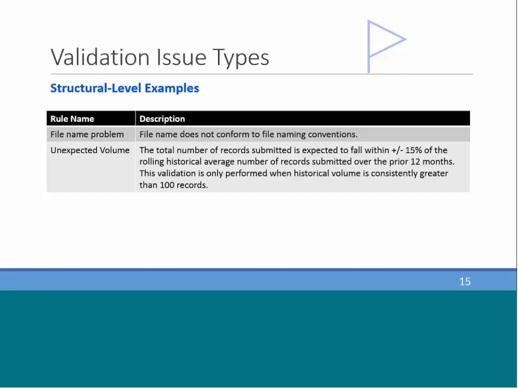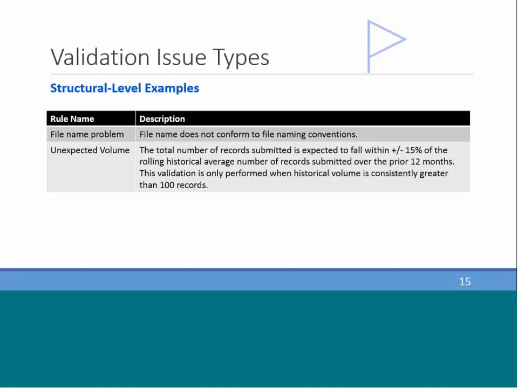In this case, submitters can correct and resubmit data if the unexpected volume is an error, or they will have the option to request an override by supplying an explanation for the unexpected volume. The override will then be approved or rejected by MHDO.